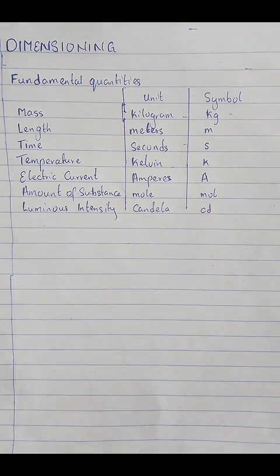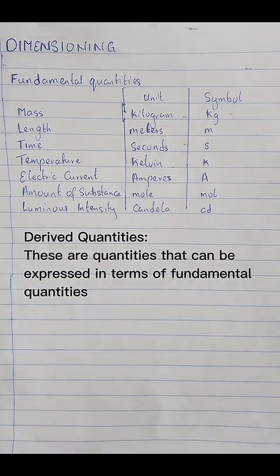Next thing we'll be looking at is derived quantities, because it is these derived quantities that we will be dimensioning. So what are derived quantities? These are quantities that can be expressed in terms of fundamental quantities.